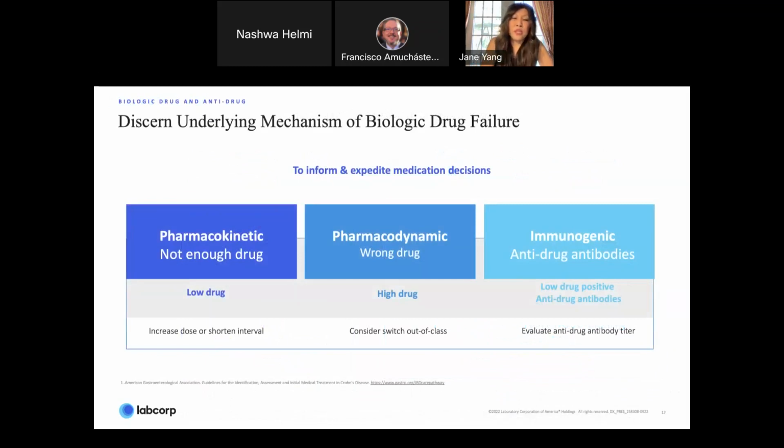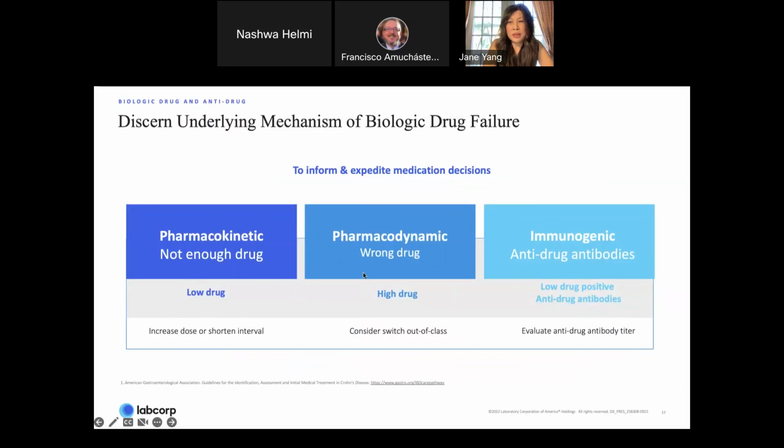Simply put, there are only 3 reasons why a biologic drug will fail, either as primary lack of response or a secondary loss of response. There's either not enough drug, the wrong type of drug, or the formation of antidrug antibodies. In pharmacokinetic failure, the drug level is low, and that patient could benefit from more of the same biologic drug.